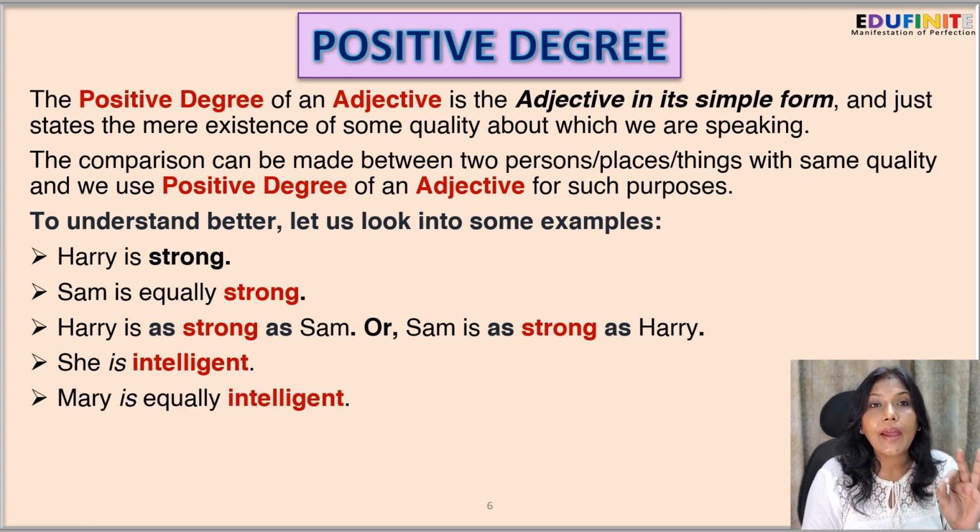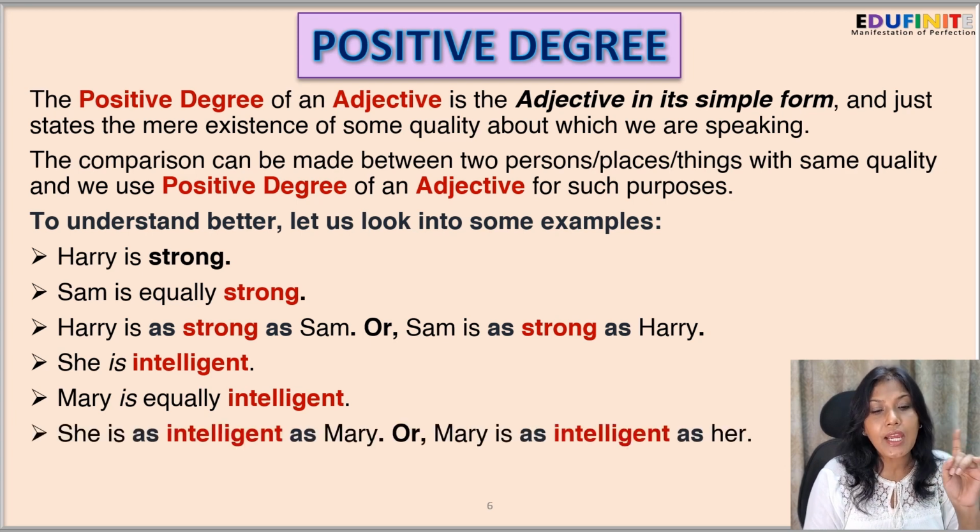Next, Mary is equally intelligent. So over here, what do we see? That Mary is another girl who is equally intelligent as she is. But we are saying it in two sentences. Now let's say it in one sentence and compare each with the other.